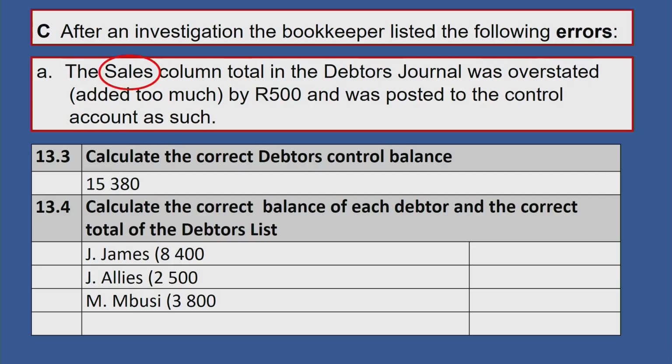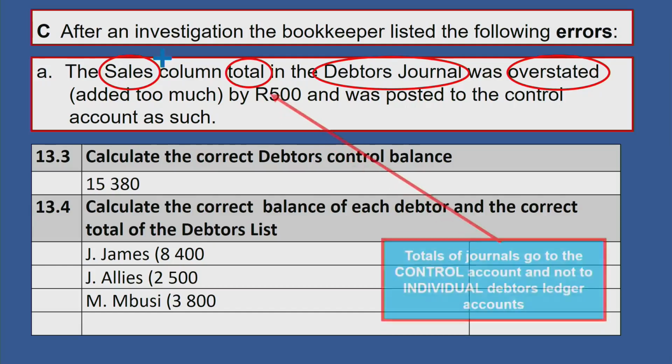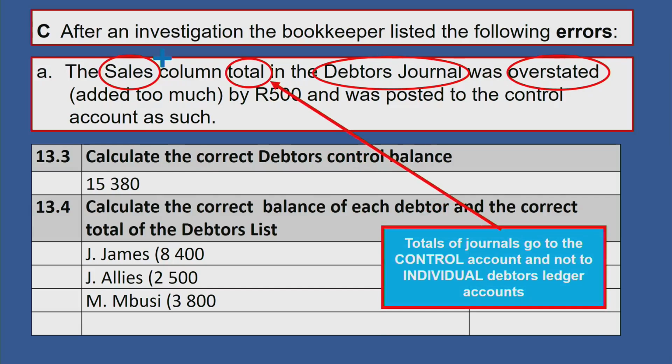Sales from the total in the debtors journal was overstated. Overstated means added up too much. So totals, look at the blue block at the bottom, go to the control account and not to the individual debtor. So in other words, the control account, there's your answer, balance in, must go down.